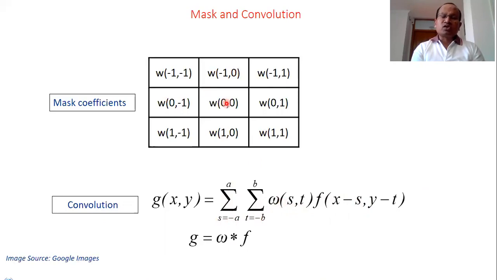w(0,0) means, when you put s=0, t=0 here, what will happen? It will be multiplied by f(x,y). So whatever is the input pixel value will be directly multiplied by w(0,0), for s equal to 0 and t equal to 0. But it does not take only one possible combination, it is taking all 9 combinations.